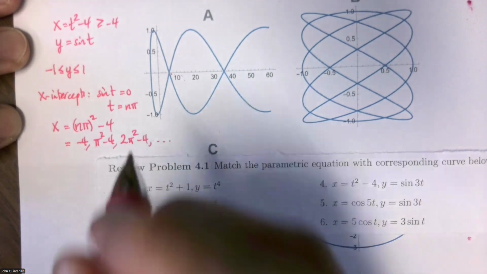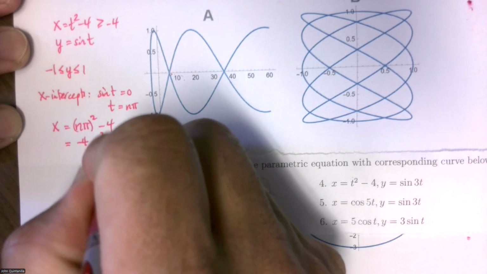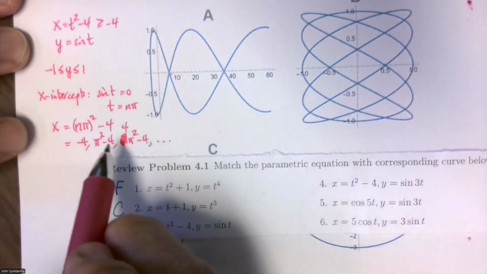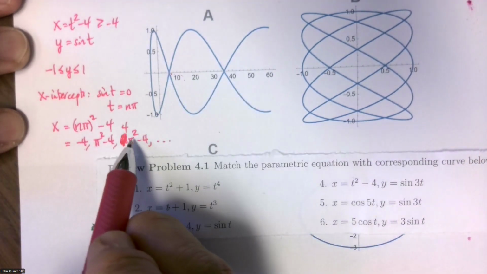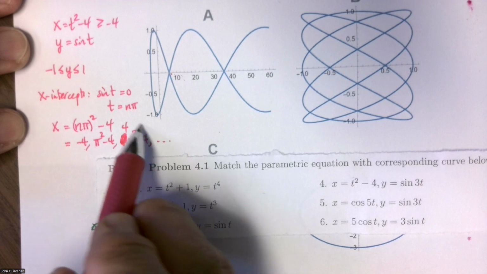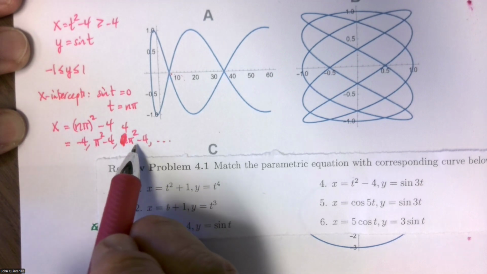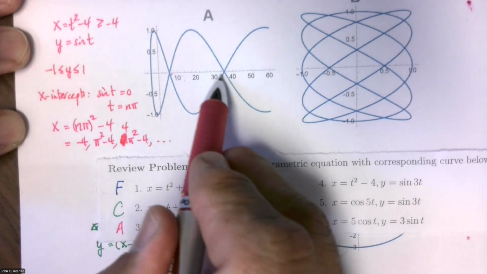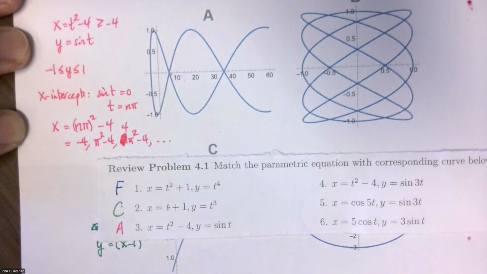4 times pi, or sorry, that should have been 4 times pi squared. I apologize. 4 times pi squared minus 4. Pi squared is roughly 10. 4 times 10 is 40 minus 4. So this is something in the neighborhood of 36 without plugging into a calculator. And I see that the next intercept is at 36. And so given the options of A and E, this one is the better fit.